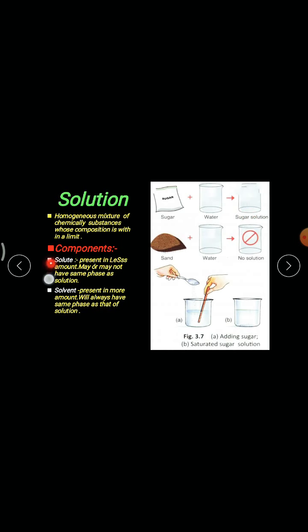Components of a solution are solute and solvent. As you know, solute is present in less amount and solvent is present in more amount. A point to be noted is that the solute may or may not have the same phase as the solution, but the solvent always has the same phase as the solution, because solvent is present in more amount and solute in less amount. Therefore, the state will always depend upon the solvent, but in the case of solute, it may or may not depend.